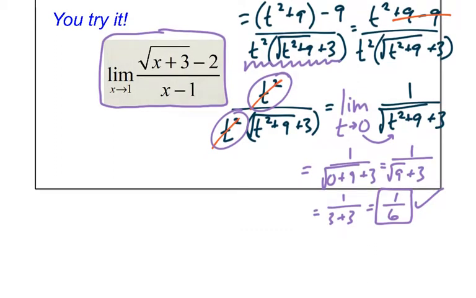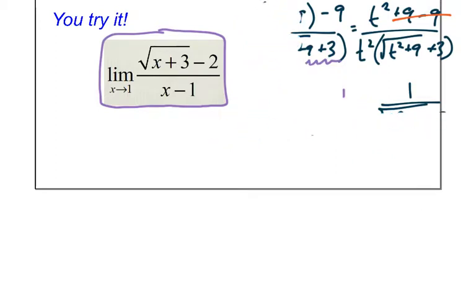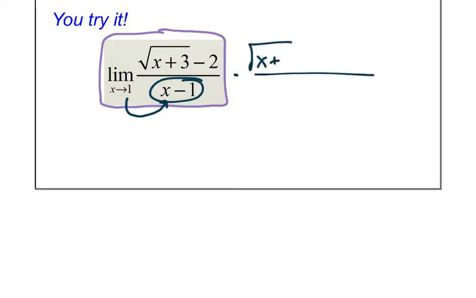All right. In order to go on, let me erase my work. You still have yours down in your notes, hopefully. But in order to make some room, let me erase my previous step. All right. So, like always, let's see if we can plug the 1 in. You can see right here, right away, we can't. So we're going to have to rationalize. So we're going to multiply by the square root of x plus 3 plus 2, over the square root of x plus 3 plus 2.